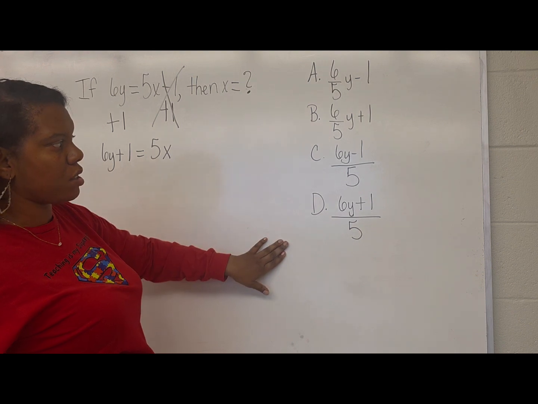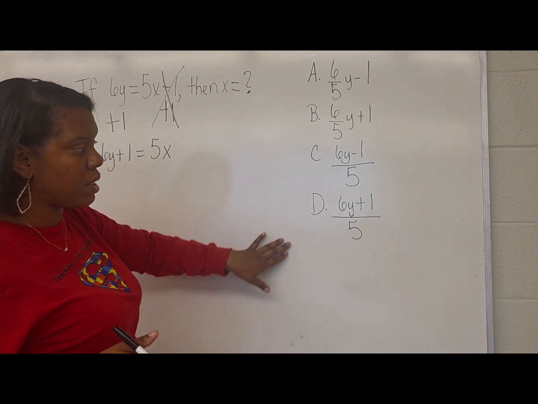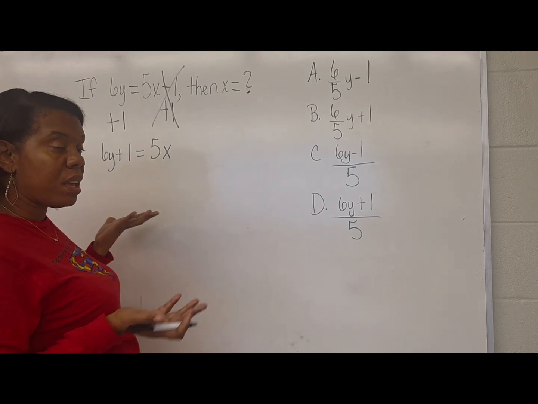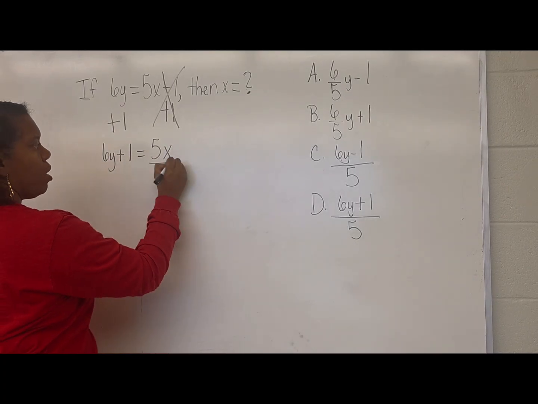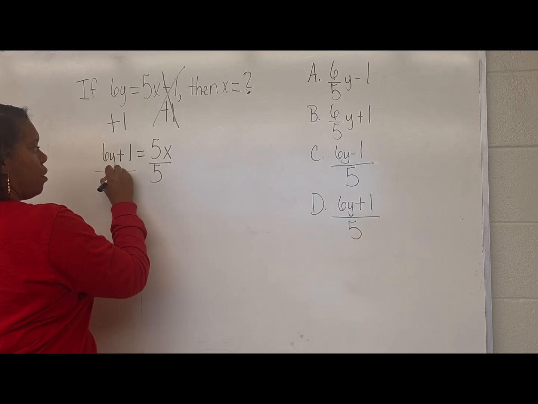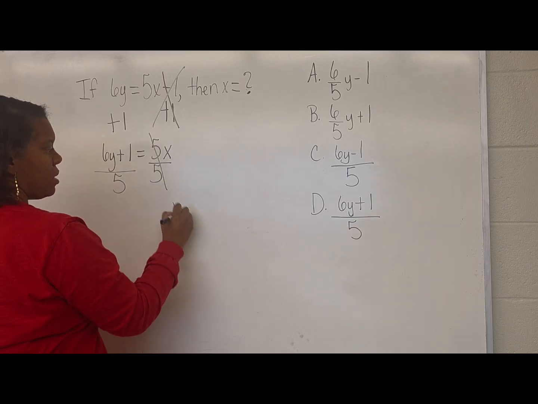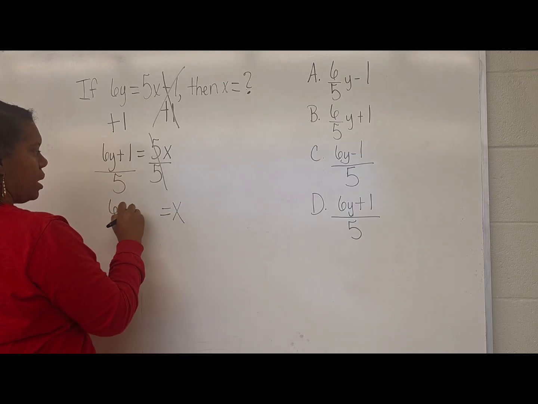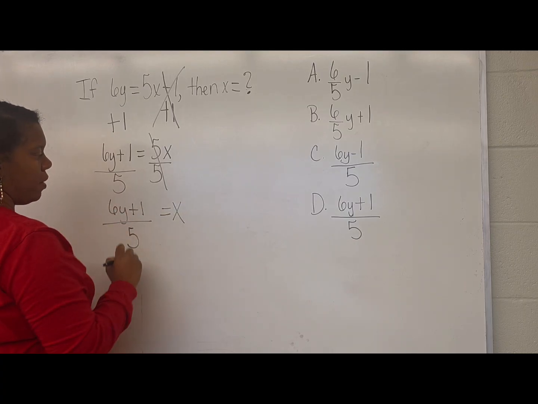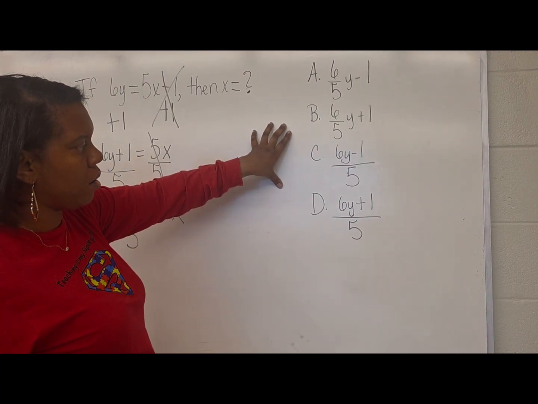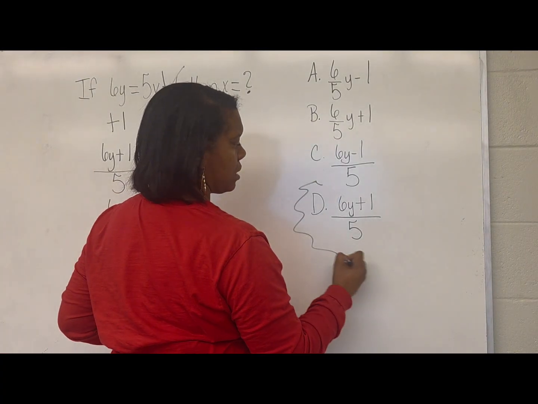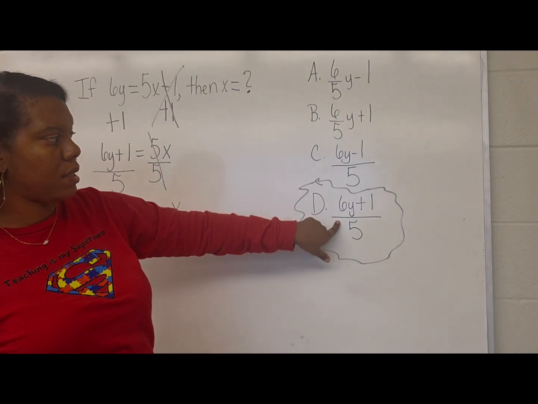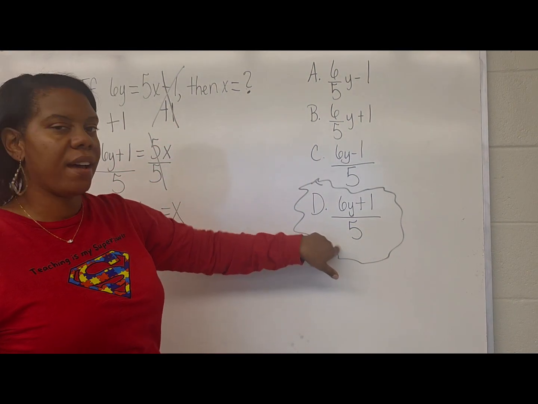We're looking at our answer choices and we see all of the answer choices have a 5 in the denominator at the bottom. So how can we get the 5 in the denominator? We are going to divide by 5 because we're trying to isolate x by itself and we're solving for x. x equals 6y plus 1 over 5. And when we look over here, it is answer choice D. So x equals 6y plus 1 over 5.